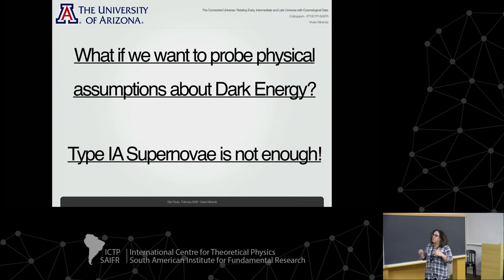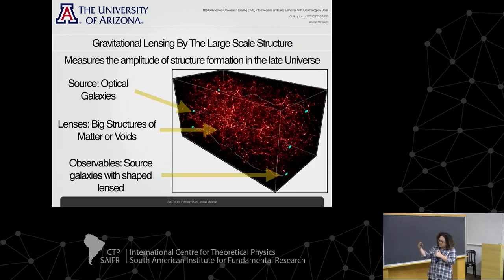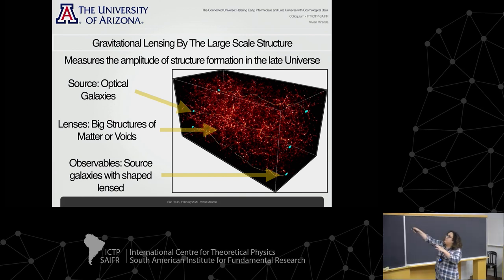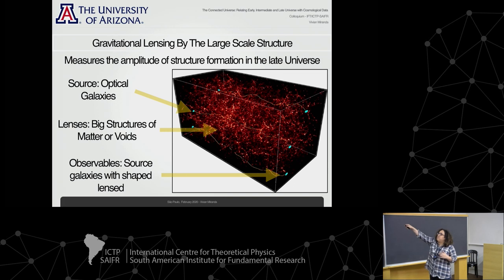So we also need to measure the structure formation of the universe, and we do this through gravitational lensing. So here I'm just going to tell you again what gravitational lensing is. You have these galaxies that, for the purpose of this explanation, I will assume are just perfectly circular. You don't need that assumption. And then the light from that galaxy has to pass through all the matter of the universe. Gravity bends light, and you see a distorted shape here.